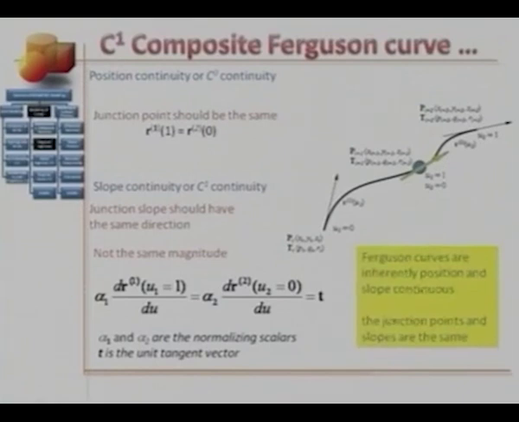It is not very difficult to observe that Ferguson curves are inherently position and slope continuous if intermediate points and slopes are used by two contiguous Ferguson segments. To re-emphasize, this is because the junction points and the slopes will be the same between the two contiguous or adjacent segments.